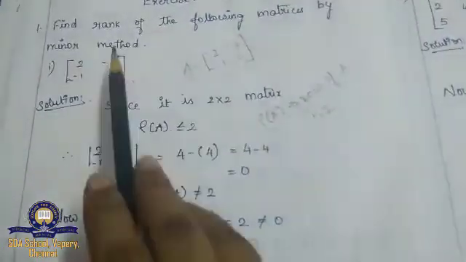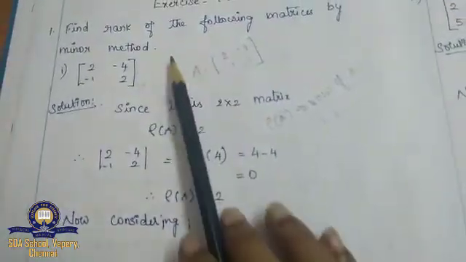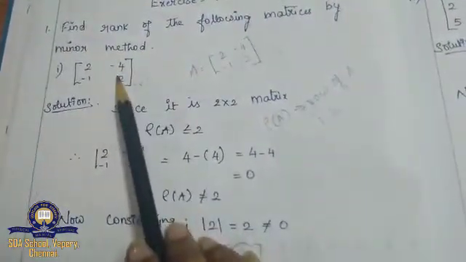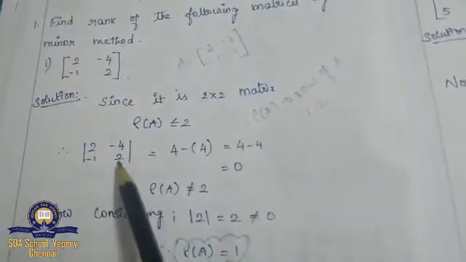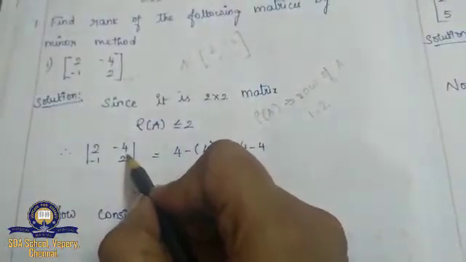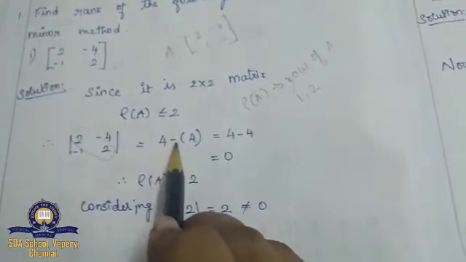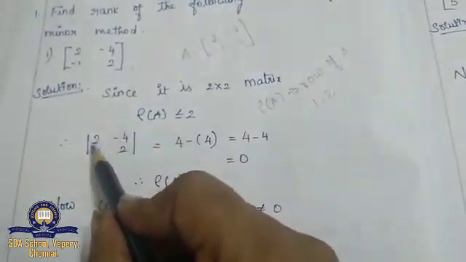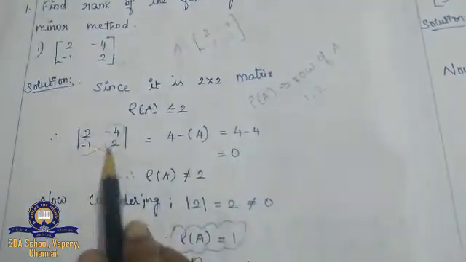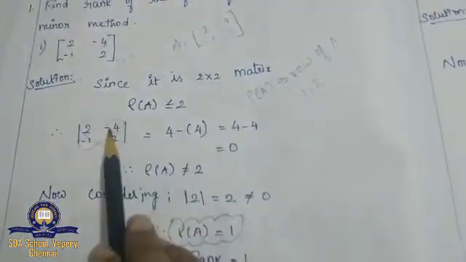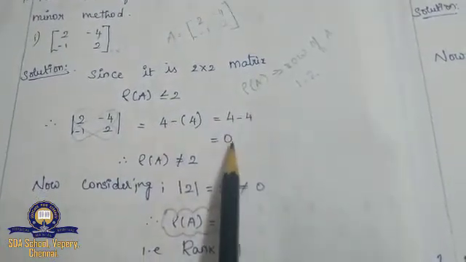For that I am going to find the determinant value. For finding the rank using minor method, we have to find the determinant value for this given matrix. Determinant value means we have to cross multiply the values. So 2 into 2 is 4, minus, minus 4 into minus 1 is plus 4. So 4 minus 4 equal to 0.